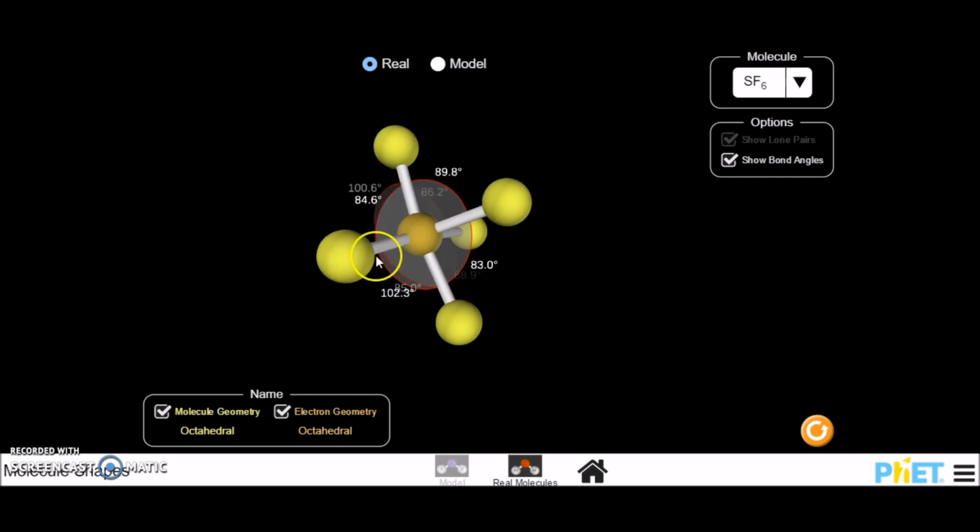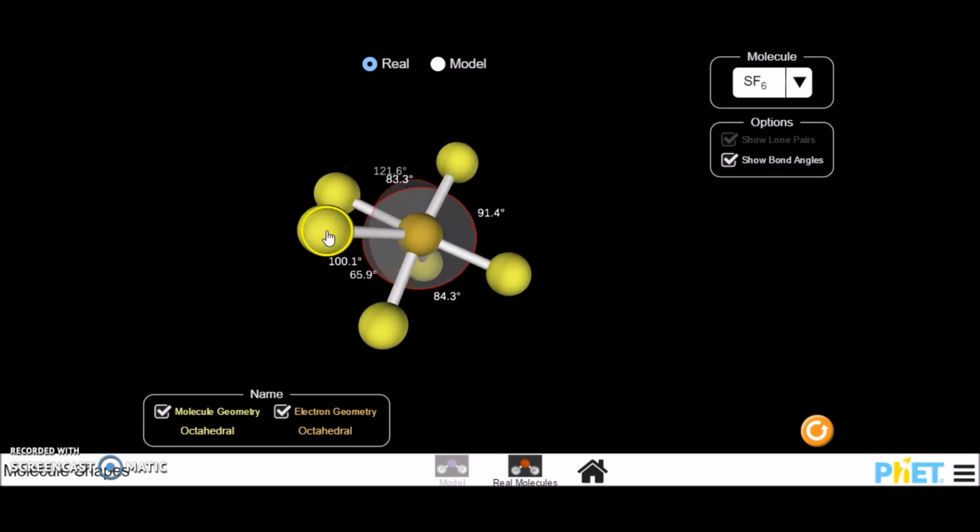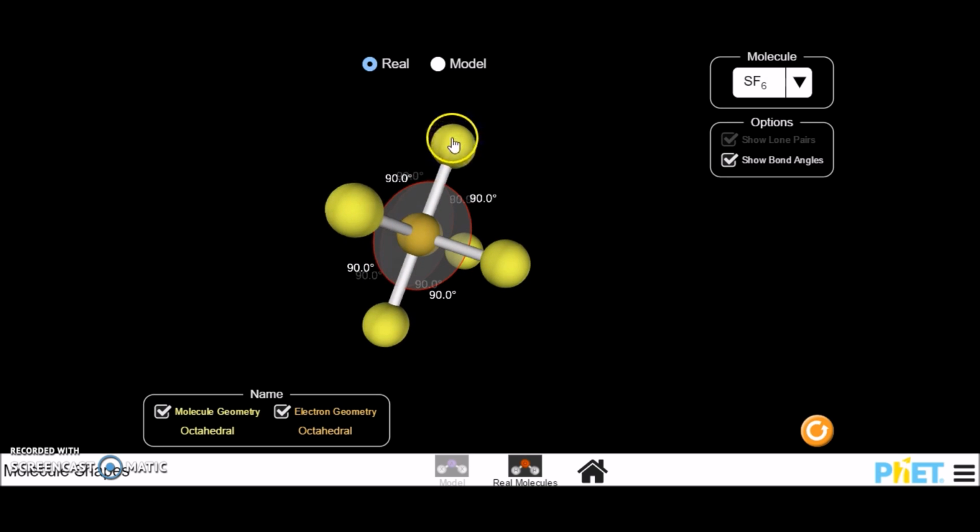Okay guys, if you do get the chance, I strongly recommend you go and play with this, because PhET is an excellent website. They've got loads of fantastic simulations on there, and it also gives you a really good 3D appreciation of how the molecules look in space.